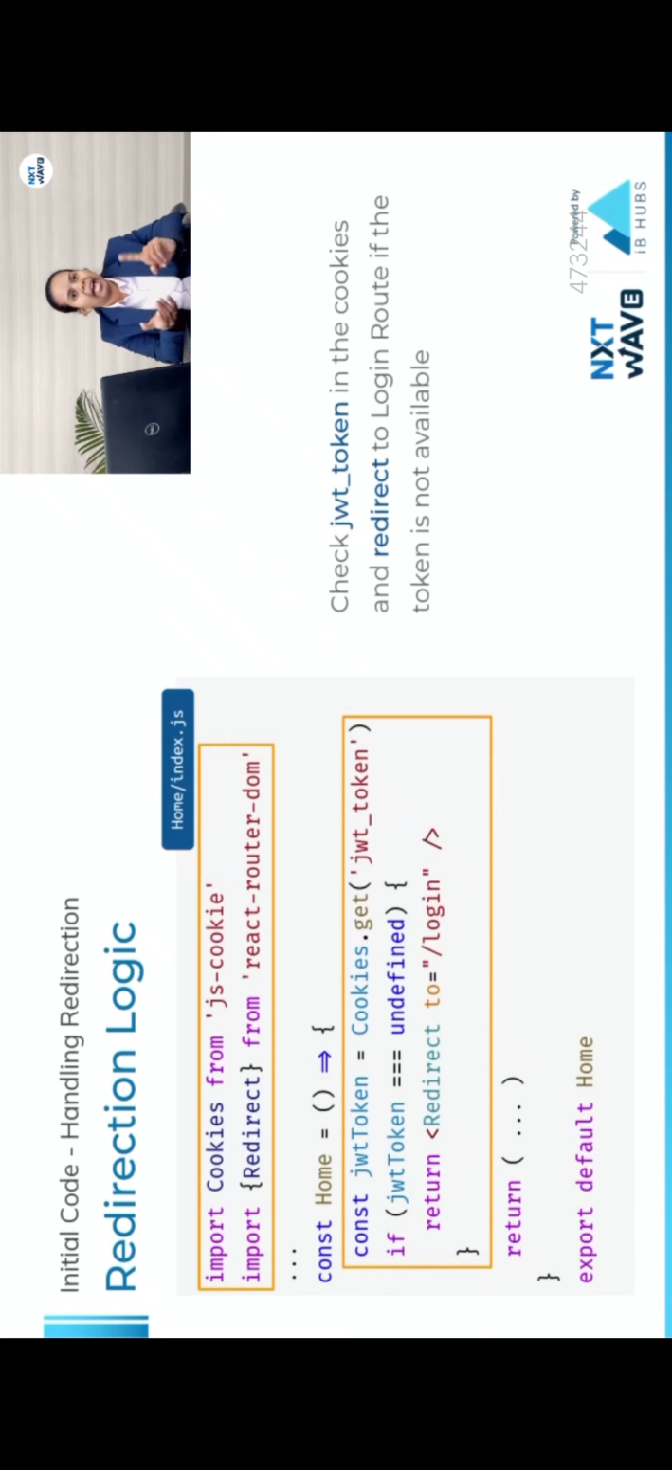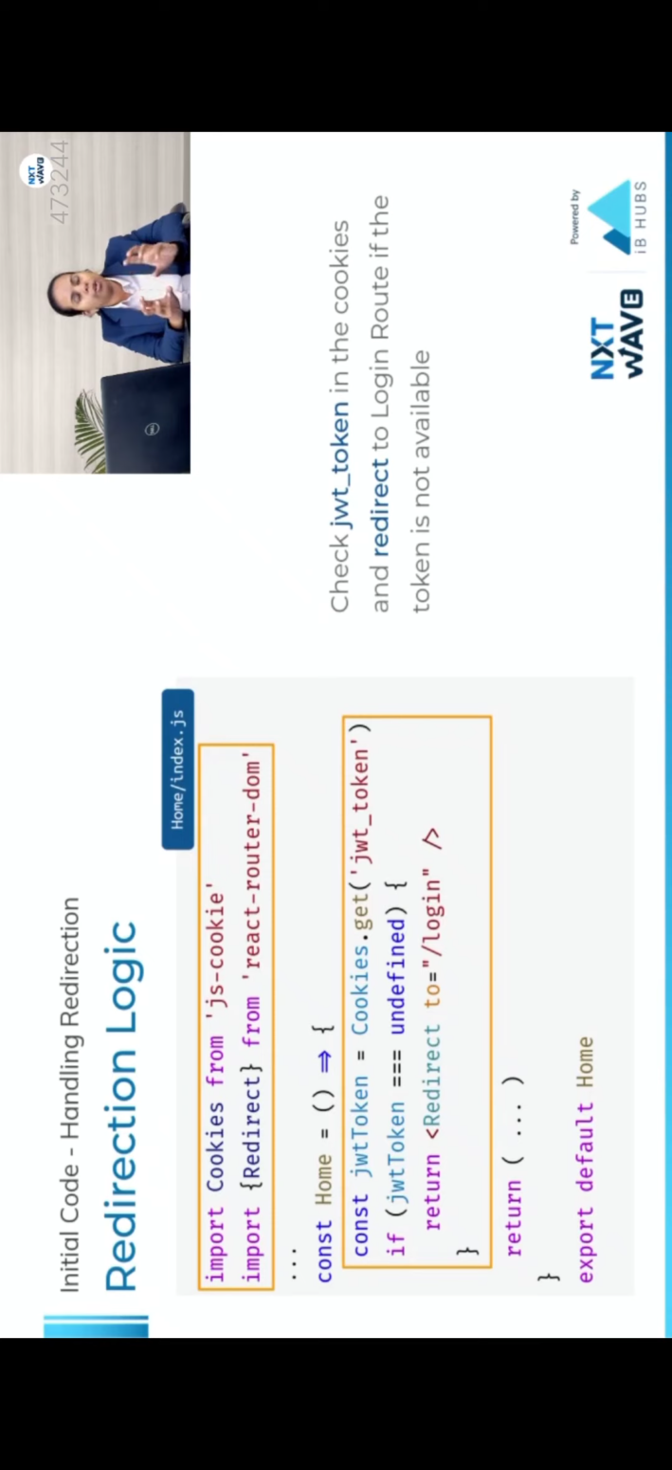So firstly, we access the JWT token from the cookies. Okay. And we checked if it is undefined. So if the JWT token is undefined, then what does that mean? So there is no JWT token in the cookies. That means the user is unauthenticated, right? So in case the user is unauthenticated and is trying to access the home route, then what do we have to do? We have to redirect to the login route, right? So there you can see we are redirecting to the login route. So this is the redirection logic that we have added.